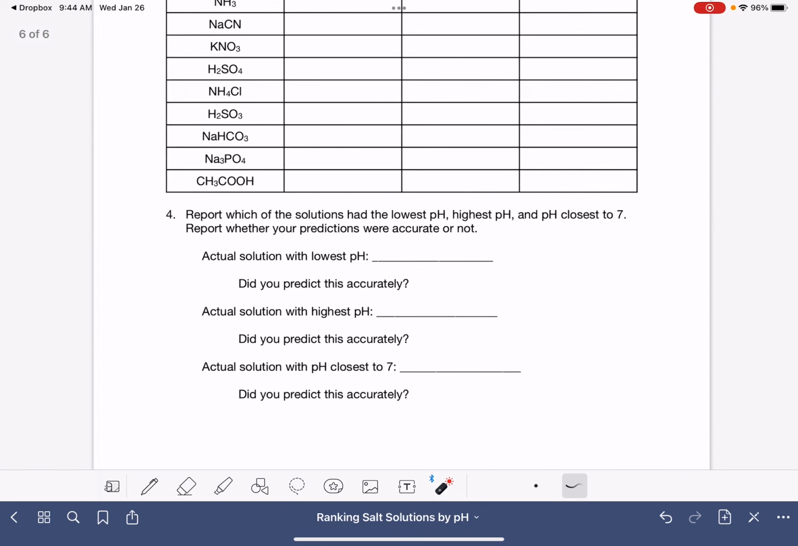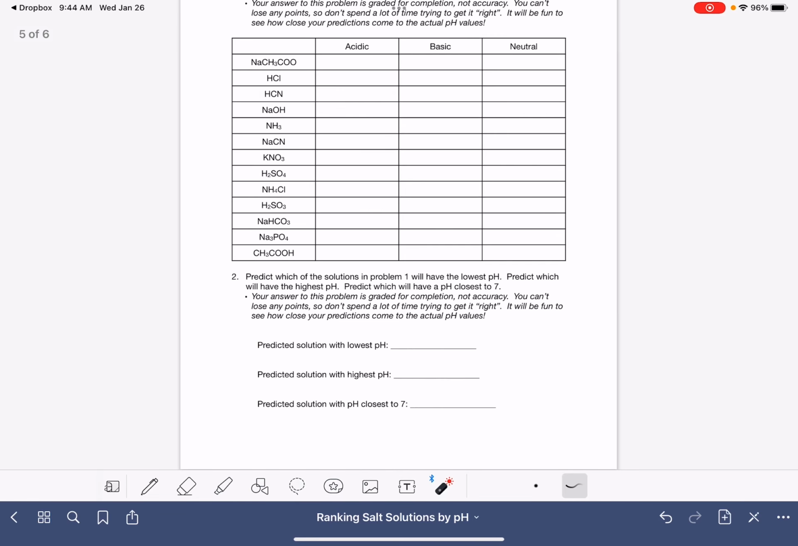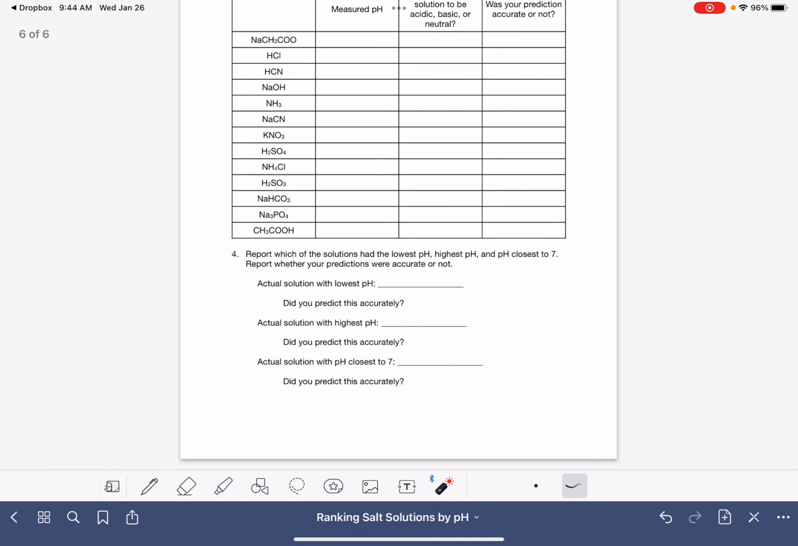You'll do that for all of these, and then you will compare all of these measured pH values, and you'll record which one had the lowest pH, which one had the highest, and which one had the pH closest to 7. These you will compare back to the same predictions that you made and answer these questions right here. This is just a yes or no question.